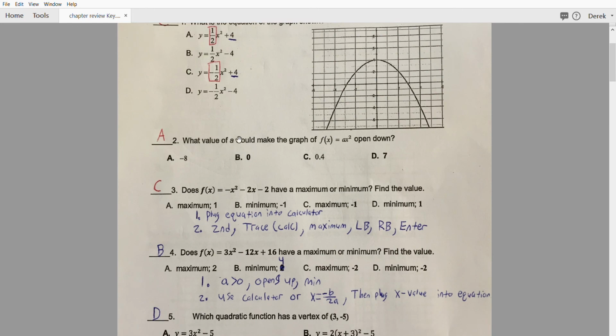Number 2, what value of a would make the graph of f(x) = ax squared open down? So we know that a graph will open down when our a value is negative. So that means the tail ends right here are going to point down when our a value is negative. Therefore, it can't be C or D because those are both positive. If a was 0, the whole thing would be 0. So the only thing that does that is a negative value of -8. So we know a will be -8.